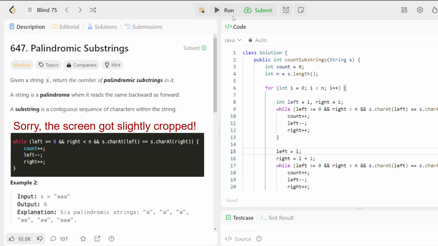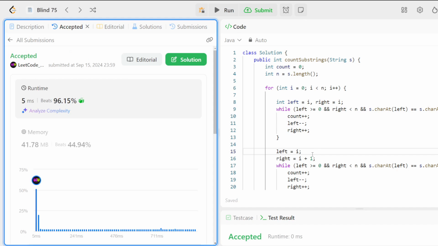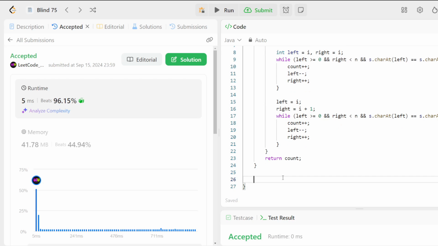So let's run the code. We can see it works, but submit. We can see it worked. Okay, so we can see that we are using the same exact algorithm twice. So let's refactor. We kept saying we need to expand around the center, this idea of center and expansion.